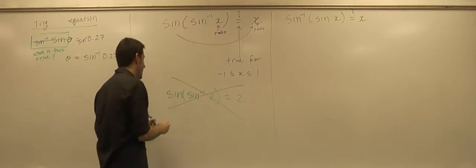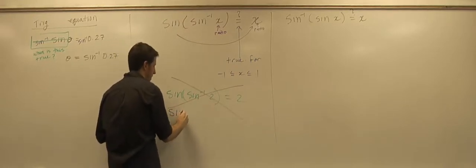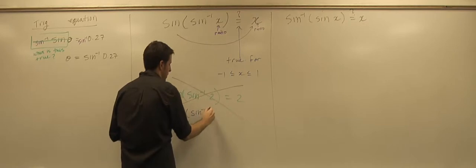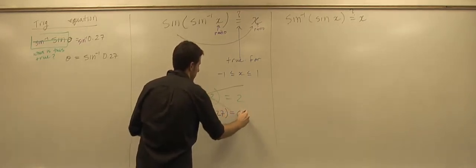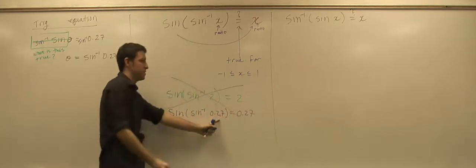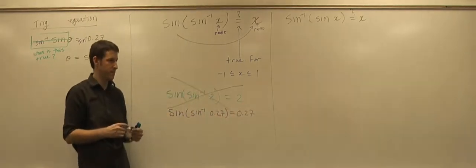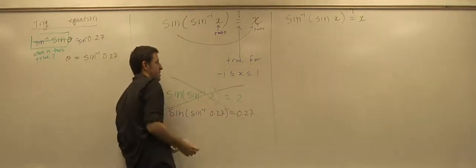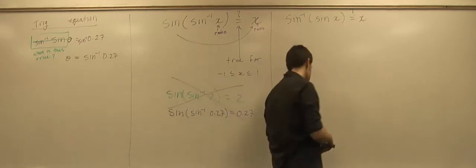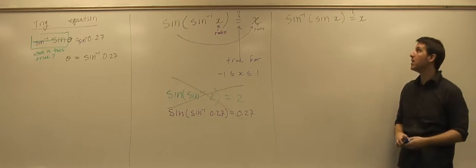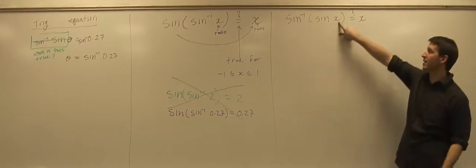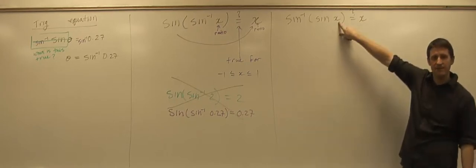But if you put anything less than 1 or bigger than -1 in there, this will be fine. So I can say sine of sine inverse of 0.27 is equal to 0.27. That's true because this is between -1 and 1. It makes sense to put this in the sine inverse. Okay. What about here?